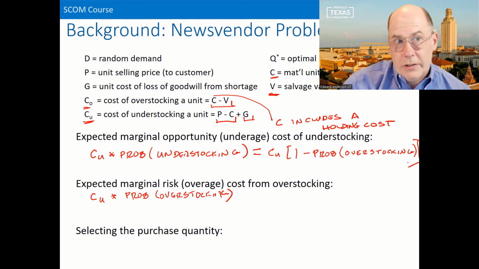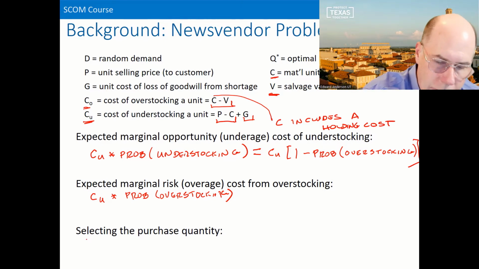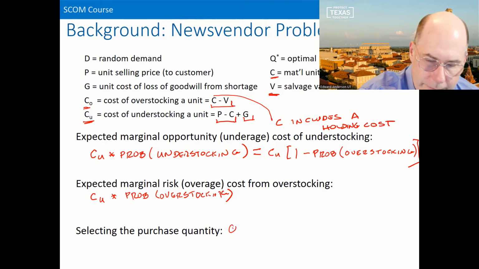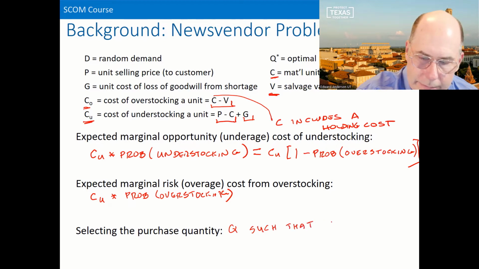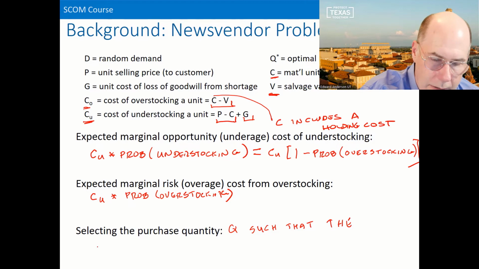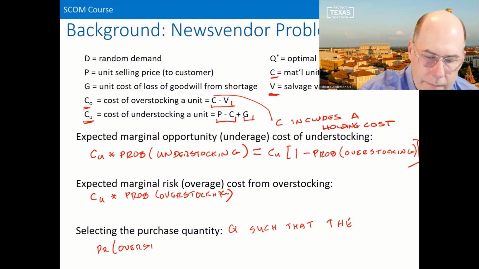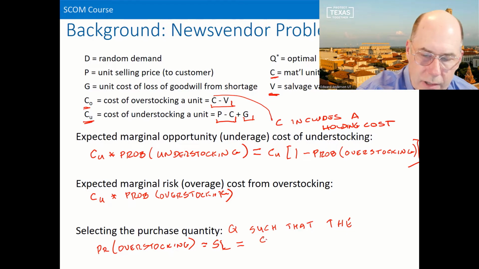Okay, and then we can do some algebra, and what will happen is we want to find the Q such that the probability of overstocking, which is the service level, equals the cost of understocking a unit over the cost of understocking a unit plus the cost of overstocking a unit.